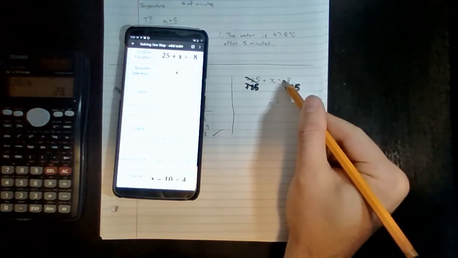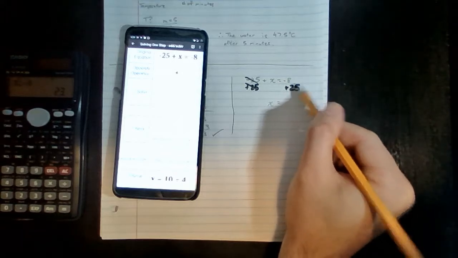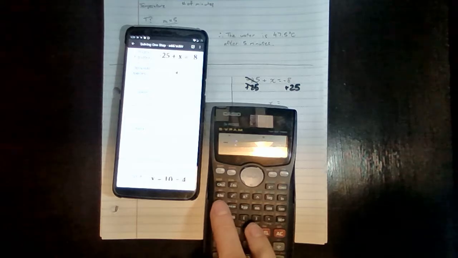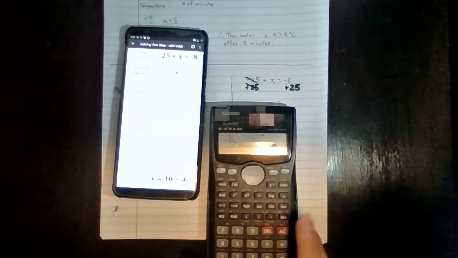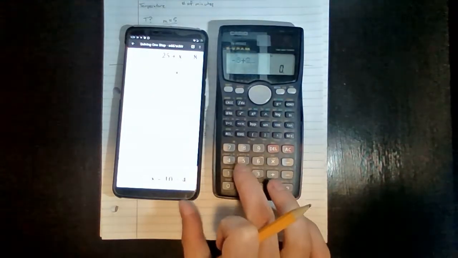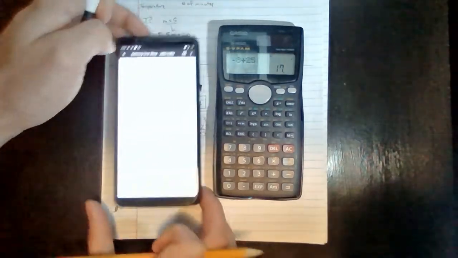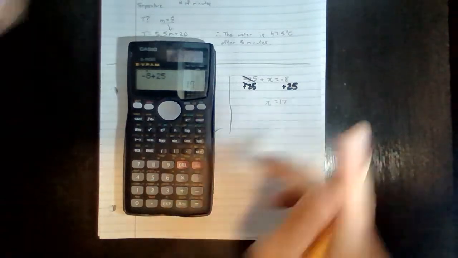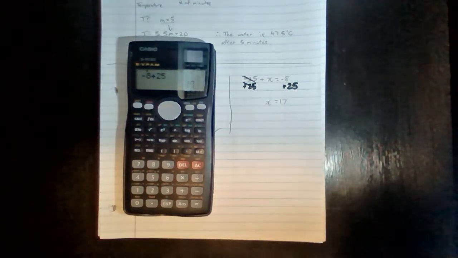On the other side, we have a minus 8 and plus 25. So if you don't remember how to do that, we can put it in our calculators. We have negative 8 plus 25. That's going to give us 17. So x should be equal to 17.